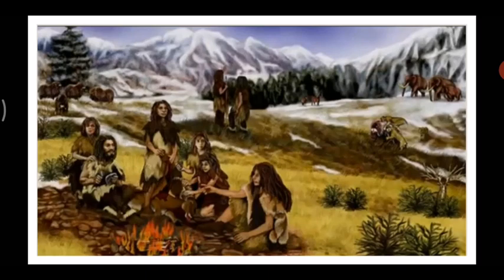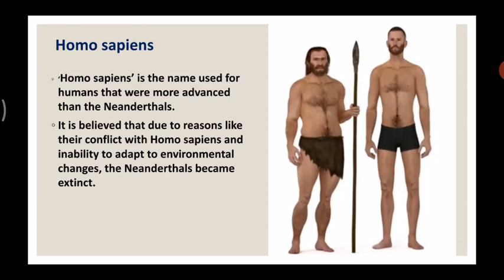Let us move forward. Now, the next stage after Neanderthal is the Homo sapiens. They are more advanced than the Neanderthals. Homo sapiens means intelligent or intellectual man. What are they called? The Homo sapiens are called intelligent or intellectual man.